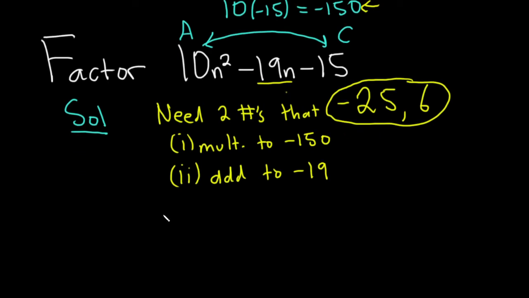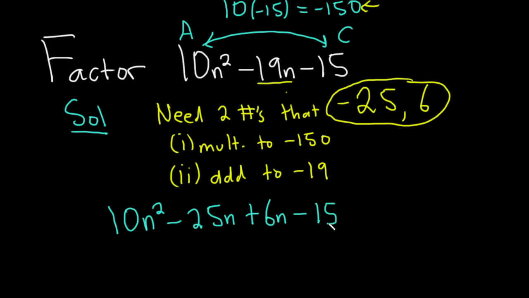So let's go ahead and write down our problem again and use these numbers. So 10n squared, and now we take the negative 19 and break it up into negative 25n plus 6n. So basically all of this you see here is just negative 19, right? Negative 25n plus 6n is negative 19n. And then we have the minus 15 hanging out over here.